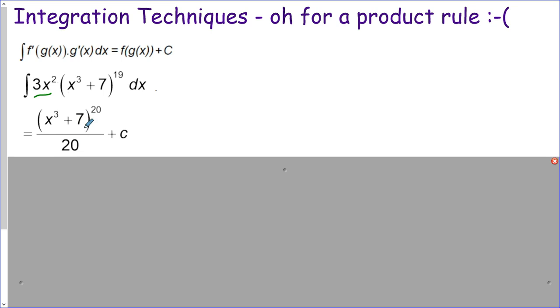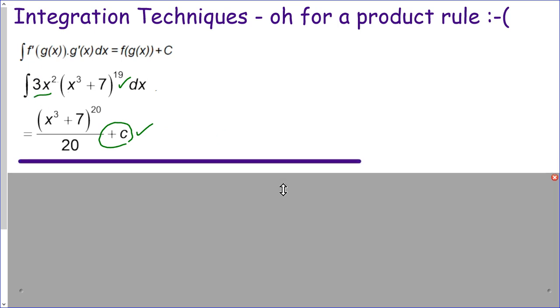If I was to differentiate this, and this is where your differentiation needs to be sharp, the power comes down to the front, cancels with that power, reduces by 1. I get x cubed plus 7 to the 19, but I must multiply by the derivative of the inner function, which is 3x squared, which is exactly that. This is correct. We always have a plus c. This is called a constant of integration. Whenever we have an indefinite integral, we have a constant of integration.